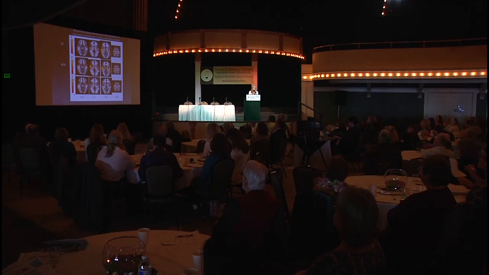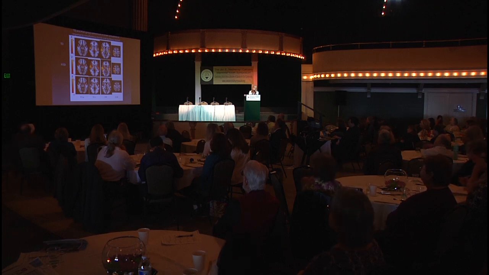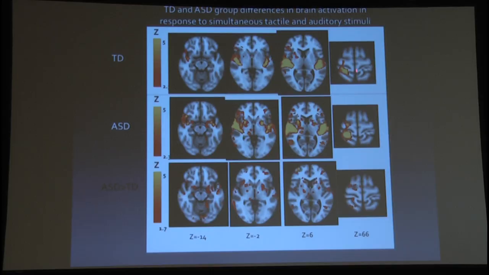Okay, so this is a little bit hard to make out, but I'm going to show you some brain areas. These are the auditory regions, the sound processing areas of the brain. These are the touch processing areas of the brain. These are typically developing kids. These are kids with autism. These are the difference between groups, autism greater than typically developing.